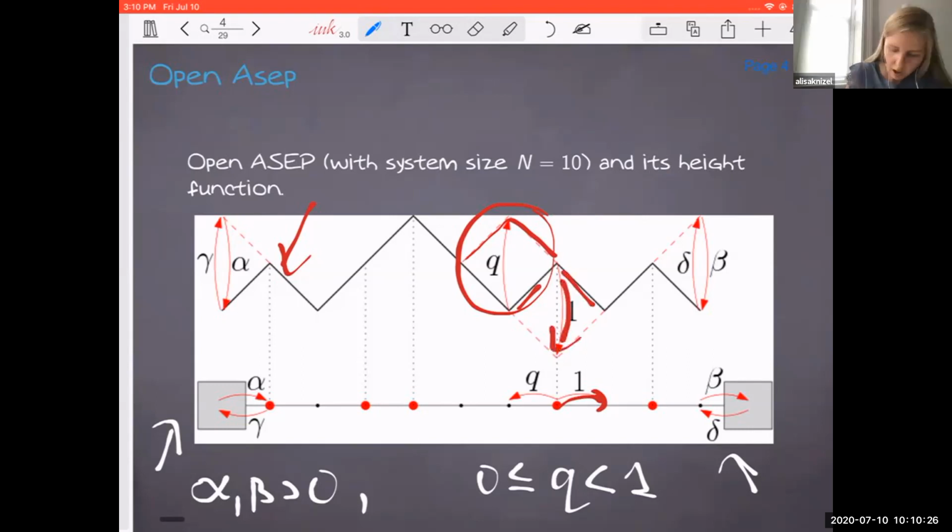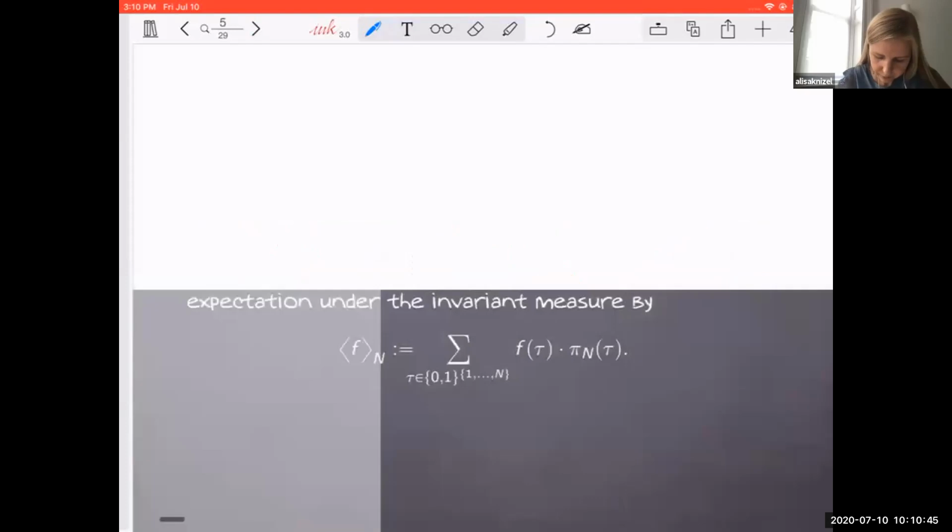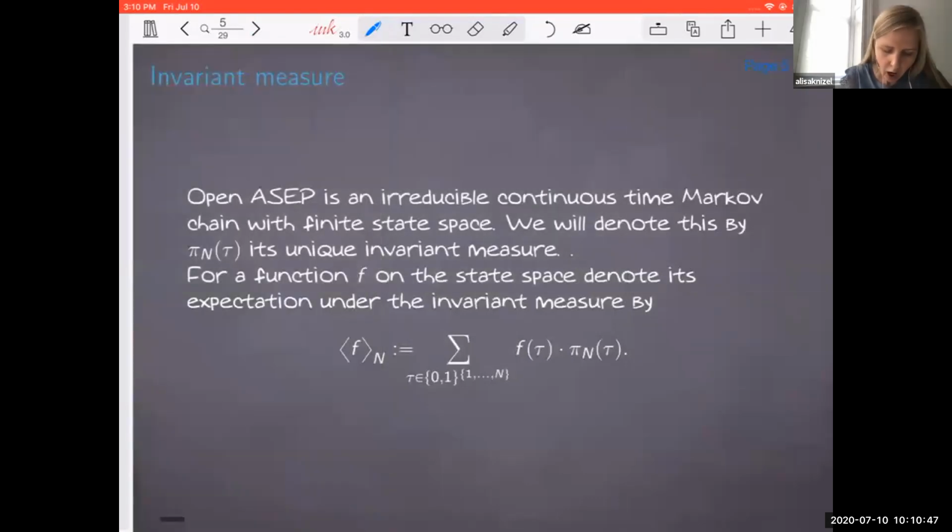And similarly, we also change the picture at the boundaries here and here. Okay, so this is the definition of the model. So now I will talk about what is known about this model at stationarity.